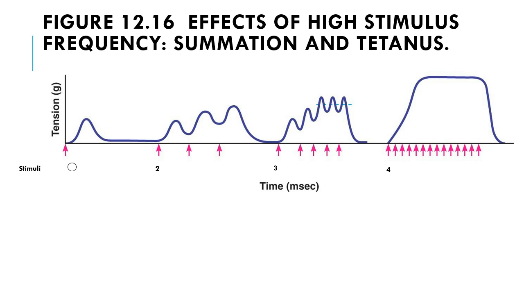To help put this image together, you have on the y-axis the tension, the force in grams, over time in milliseconds. The arrows are illustrating a particular stimulus, so a release of acetylcholine. In the first scenario, we have just a single stimulus, and so a single contraction and relaxation. What did we label that as? That is a single what? It's just a single twitch. There's no summation. One stimulus, one twitch.